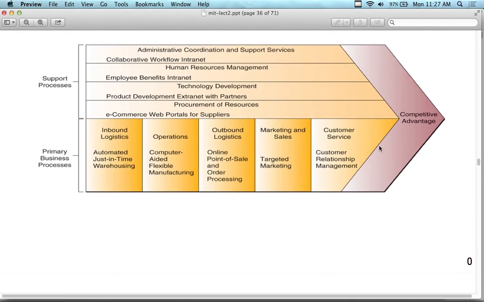So anyway, procurement of resources, e-commerce portals, stuff like that.